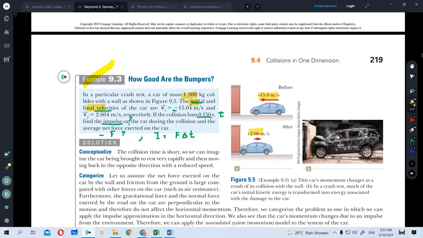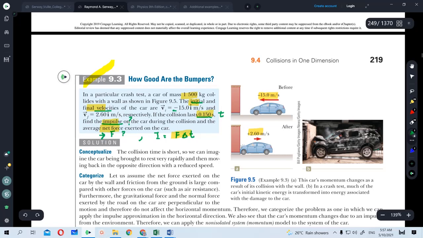Now, if the whole collision lasted for 0.15 seconds, calculate the impulse, meaning to say that you are to use F times delta T, however you don't have F, let's just leave it for a while, and also the force, the average force.